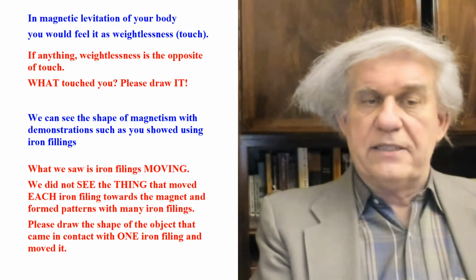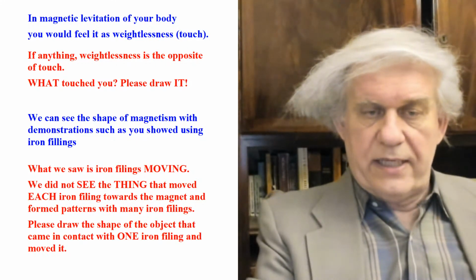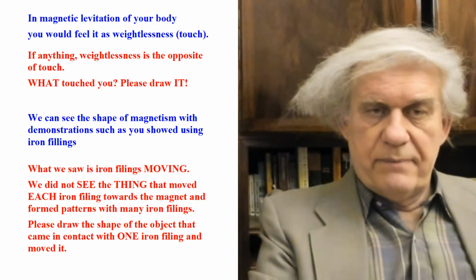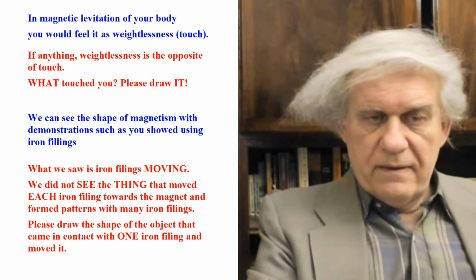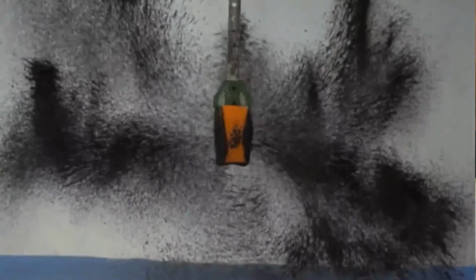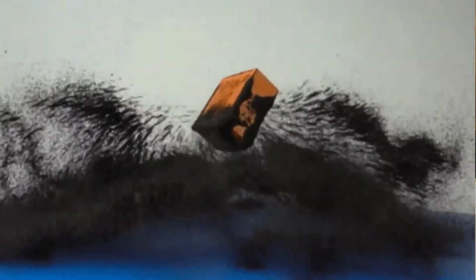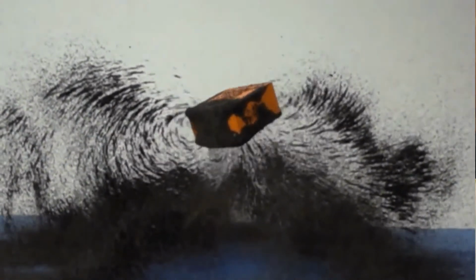We can see the shape of magnetism with demonstrations such as you showed using iron filings. Okay, this is what I showed the other day. Let me get it up here. Give me a second here. Okay, and here you can see what's happening. Okay, that's the one I showed you. Yeah. And here you see a magnet, and they make all the iron filings bounce on some kind of trampoline, and you can see there the shapes that are happening, that are being created by this invisible thing we call a magnetic field.